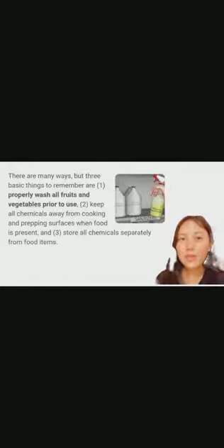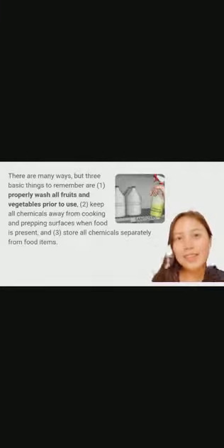First, wash all the fruits and vegetables prior to use. It is to avoid chemicals that were on the fruits and vegetables before they were harvested. The second way to prevent chemical contamination is keeping all chemicals away from cooking and preparing surfaces when the food is present. This is to avoid possible risks or accidents that might happen if the chemicals are around the workplace, or the possibility that they might mix into the ingredients that the dish is preparing.